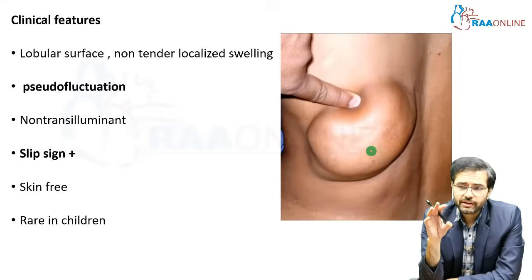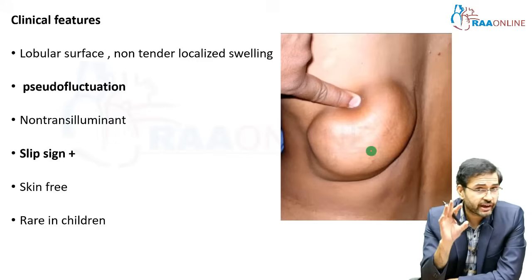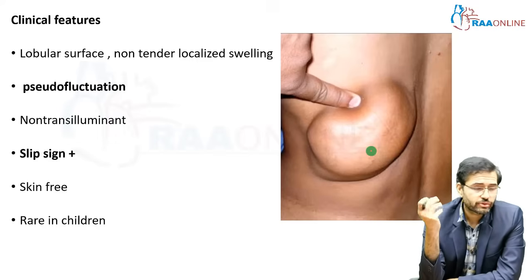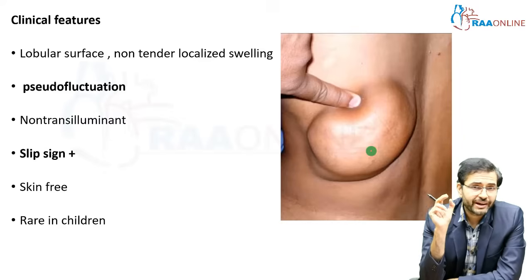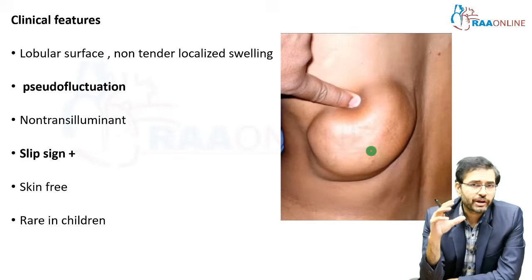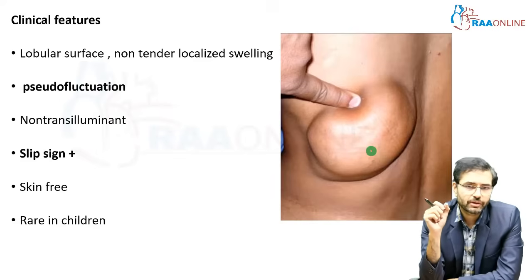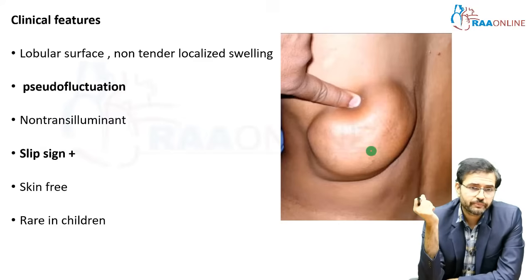So what are the clinical features of a lipoma? A swelling can be thought to be a lipoma if it has a lobular surface, is non-tender, and localized, maybe diffuse also, but commonly localized. A very important characteristic of a lipoma is the presence of pseudofluctuation. It might seem as if it's fluctuant, but it may not actually be fluctuant. It is because sometimes fat might have liquid components in it as well. So it might exhibit a phenomenon called pseudofluctuation.